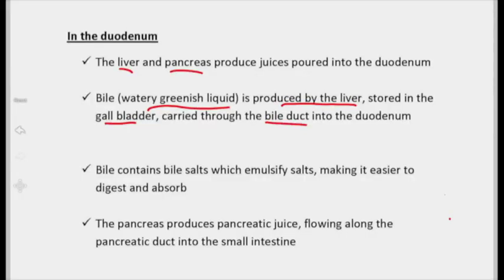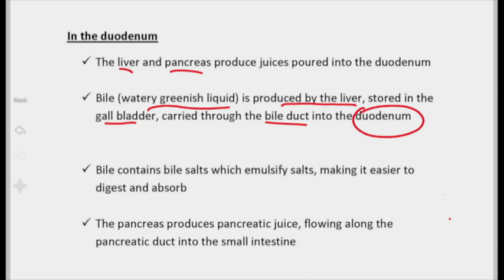Bile, here is the definition of bile and the color of the bile. Bile is a watery greenish liquid produced by the liver, stored in the gallbladder, carried through the bile duct to the duodenum. That line is very important. We should know that line. Bile is produced by the liver, carried by the bile duct, stored in the gallbladder, and acts in the duodenum. What do you mean by act? What does it act on?